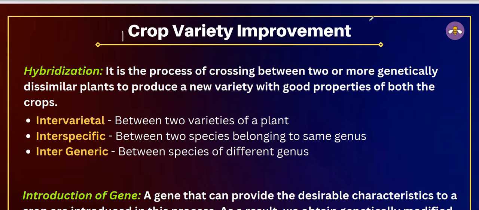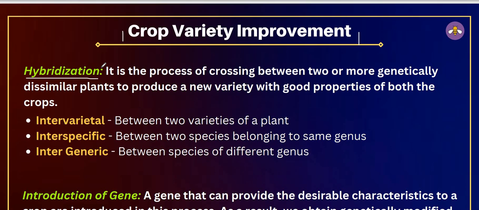Crop variety improvement. Now how can you improve the crop variety? To improve the variety of the crop, you need to follow some major steps. So the very first thing is hybridization. Now what do you mean by hybridization? It is a process of crossing between two or more genetically dissimilar plants to produce a new variety of plant with good properties of both the crops.